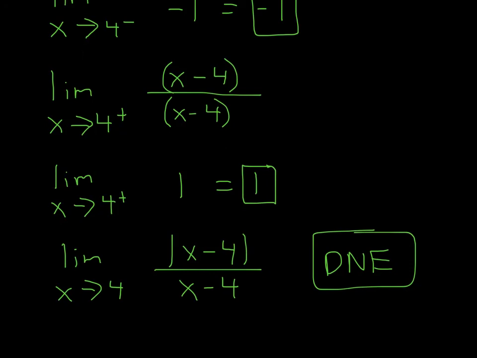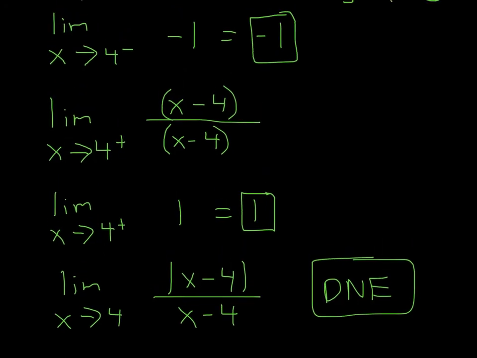So now what happens? Well, we just determined that from the left it approaches negative 1, and from the right it approaches 1. So since these two are different numbers, this limit does not exist. So overall, for this equation, the limit does not exist.